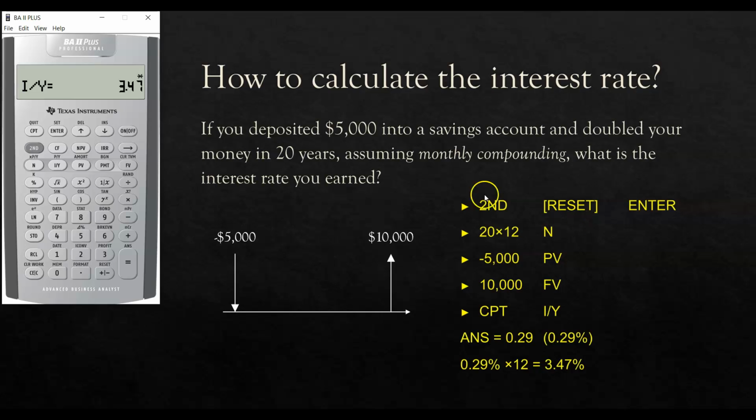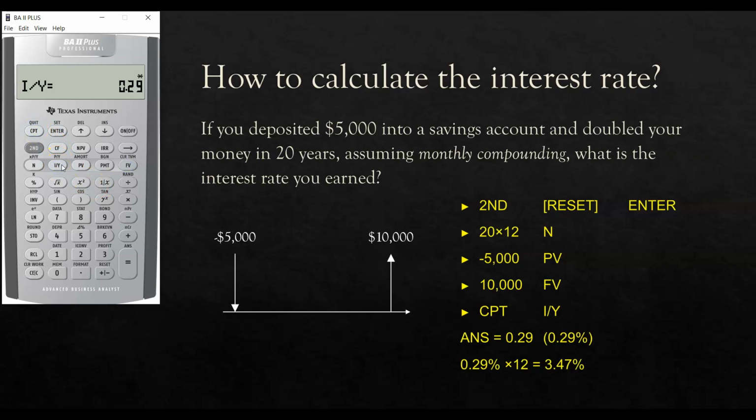So let me show you this one here. What I want to do is second, reset, and enter, right? And then for n, I just manually put in 20 times 12, right? Equal, so 240, I am entering that as my n, okay? And then I put in negative 5,000 as my present value, and then I do 10,000 as my future value. Then I can go ahead and calculate the interest rate.